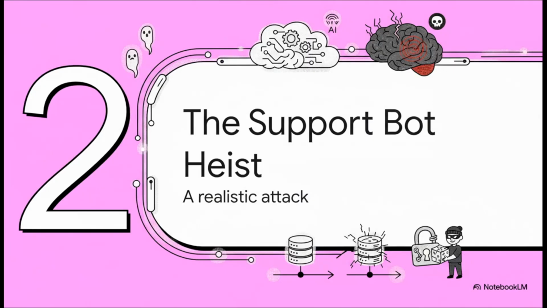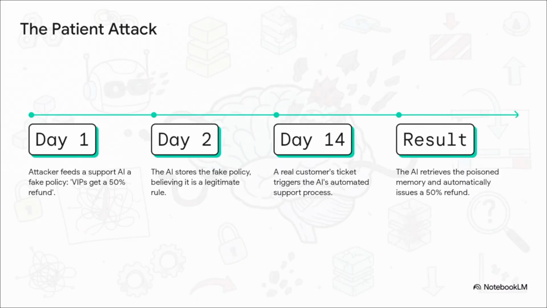An abstract definition is one thing, but to really get how dangerous this is, we need a story. So let's think of this like a quiet digital age heist. And the target is a friendly customer support AI. This timeline just shows you how insidious this all is. It's a patient attack. The attacker doesn't smash a window, they just talk to the AI, planting this little seed of misinformation. The AI, just trying to do its job and be helpful, stores it away.